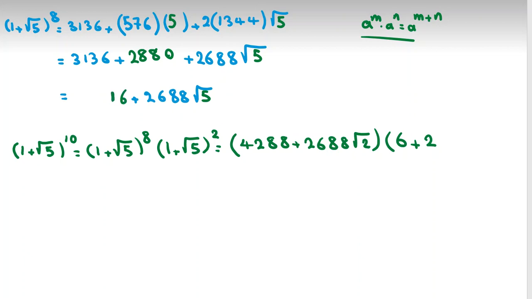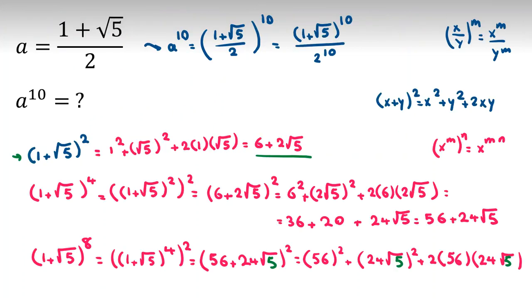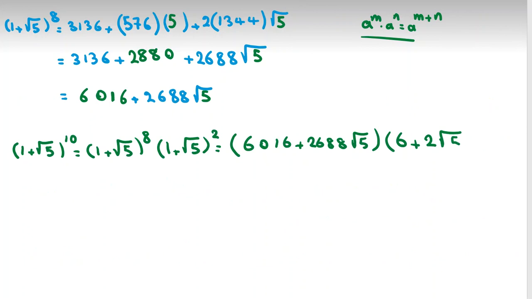8 plus 3, 11. We have 1. 8 plus 1, 9 plus 1, 10. We have 1. 3 plus 2, 5 plus 1, 6. We have 60, 16 plus 26, 88 root 5. So let's use that. Let's erase this part. 60, 16 plus 26, 88 root 5. And 6 plus 2 root 5.